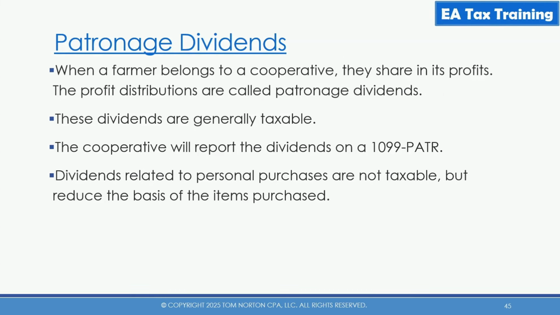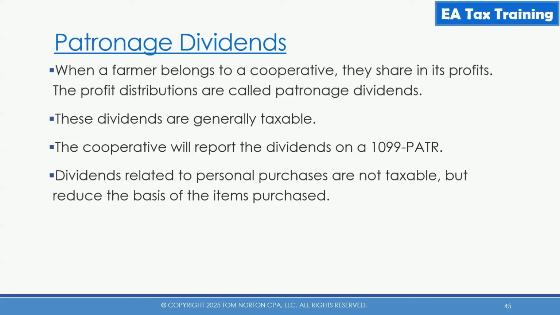Patronage dividends. When a farmer belongs to a cooperative, they share in the profits with the other farmers. The profit distributions are called patronage dividends, and those dividends are generally taxable. So the cooperative will report those dividends, instead of on a 1099-DIV, on a 1099-PATR. So that is taxable.